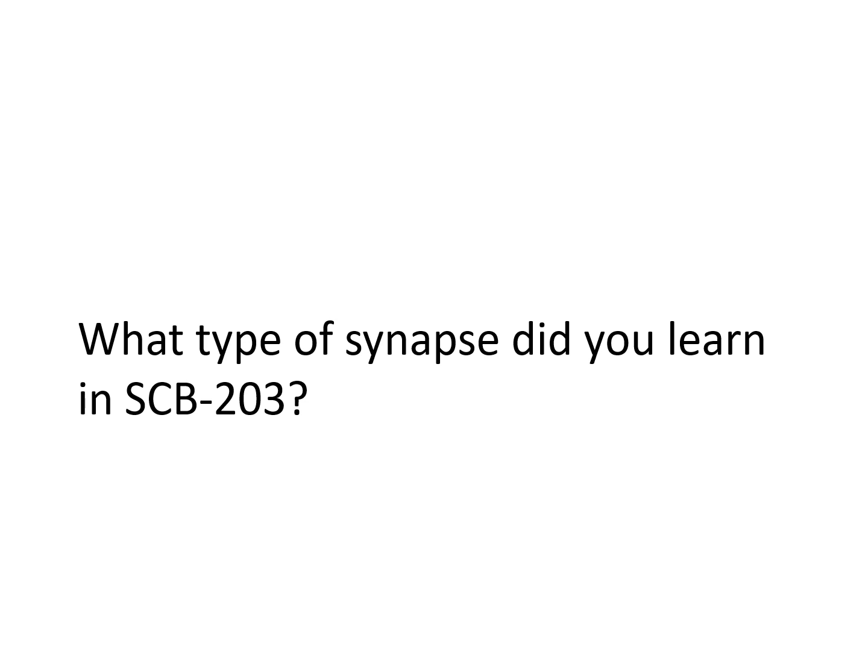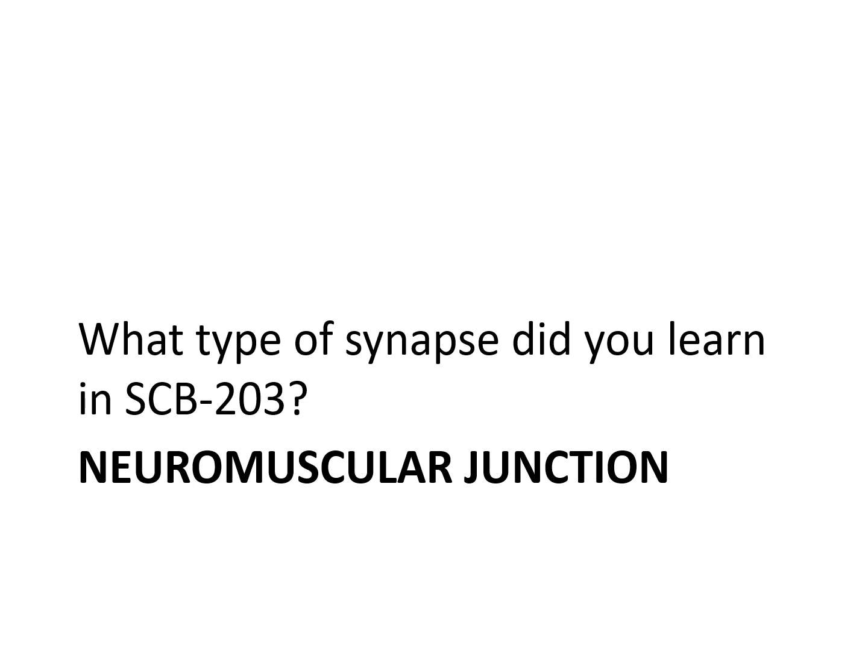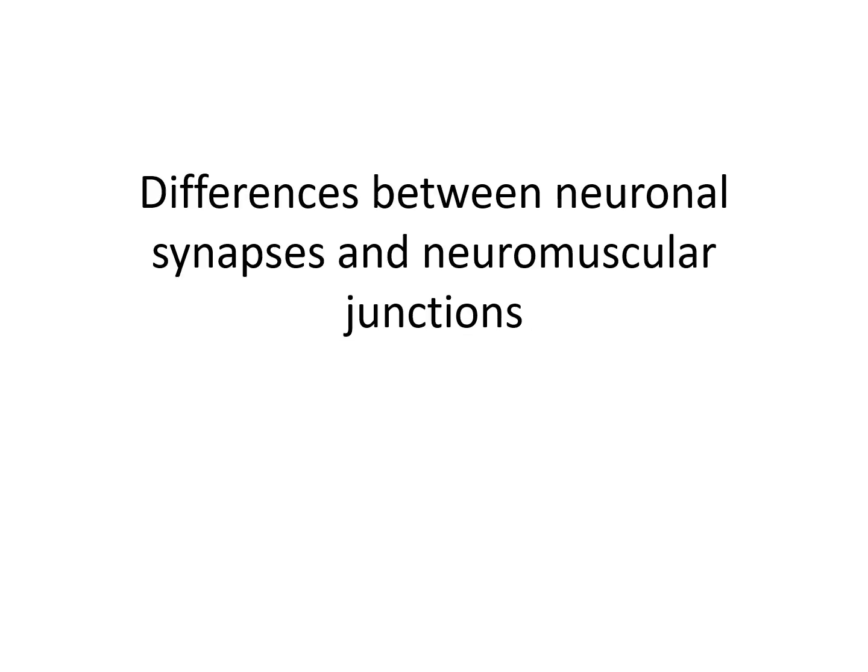I mentioned this several times already. Do you remember what type of synapse you learned in SCB 203? Well, that was the neuromuscular junction. It's a synapse between the axon of a neuron and a skeletal muscle cell.